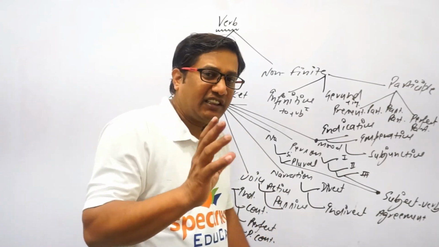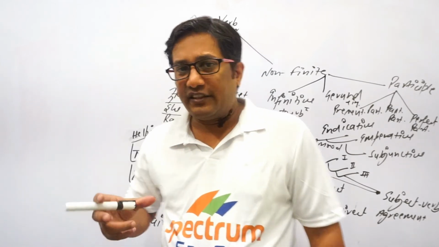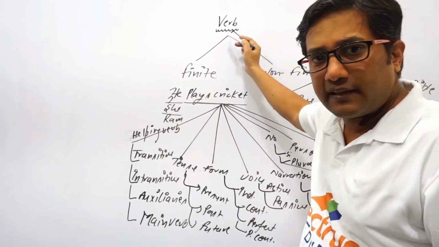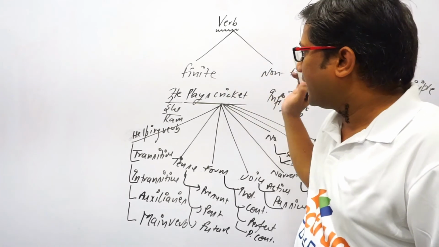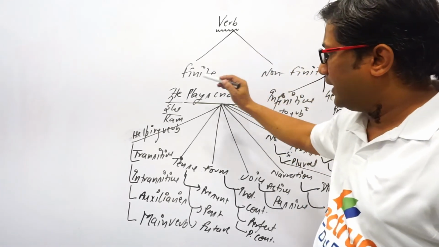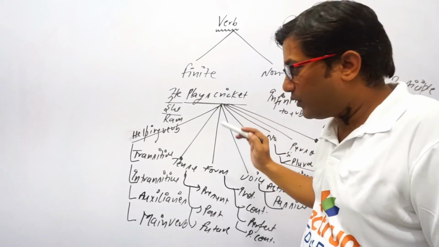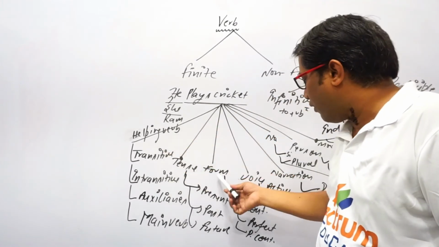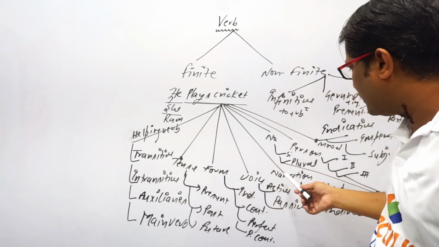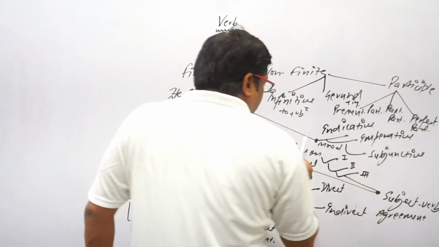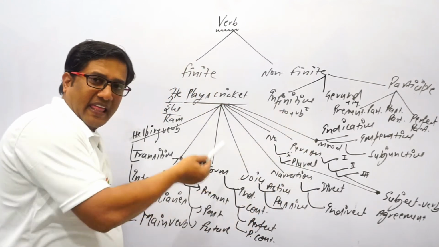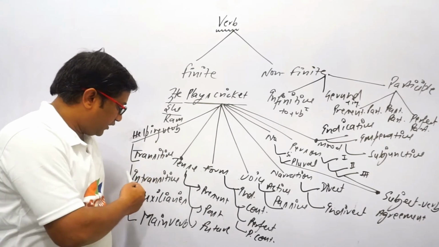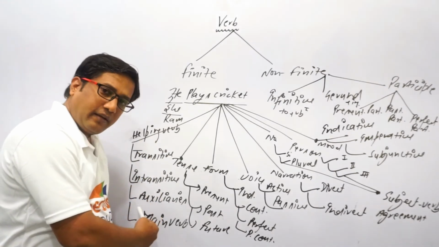So you can see several branches. Now please cast a glance over it. The first one is verb. Verb has finite, then non-finite, and finite has again several branches. The first one is helping verb, tense, form, voice, narration, then number, person, mood. And these branches have several things, for example, transitive, intransitive, auxiliary, main verb.